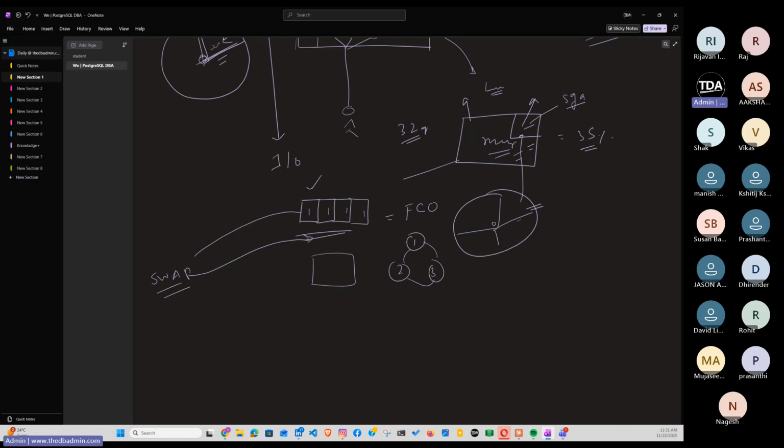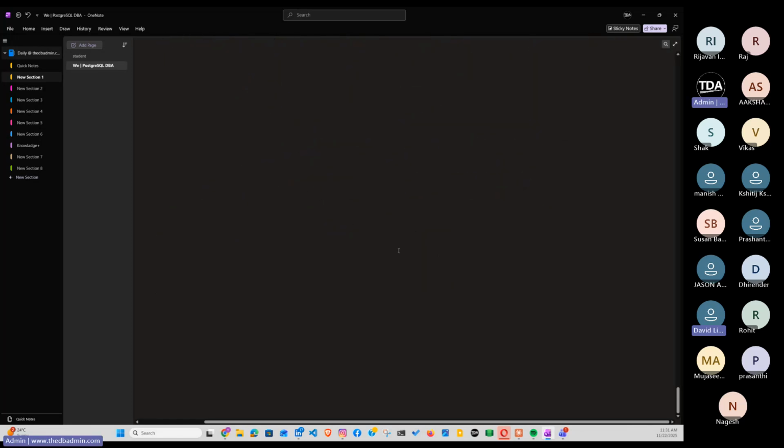Is this clear, everyone? At least what is swap? Another important concept. Yeah, please tell me, David. Swap is not from a disk, right? It's a separate entity for a database. Correct. It's a separate entity for the database.